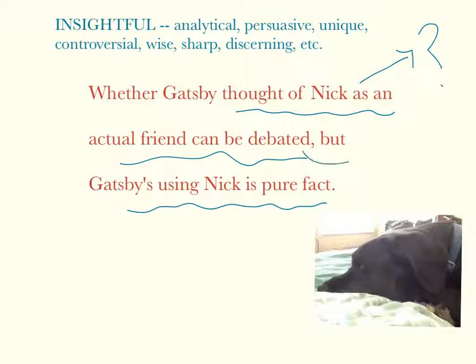How and in what ways can we debate whether Gatsby thought of Nick as an actual friend? So actually examples, or just more about why that is true. And then especially more about "Gatsby's using Nick is pure fact." So why is Gatsby's using Nick pure fact? So examples and elaboration on this.